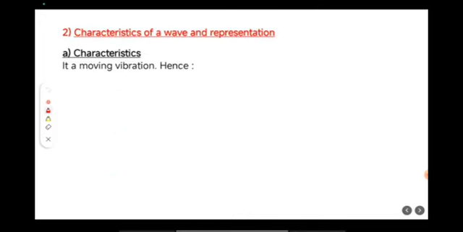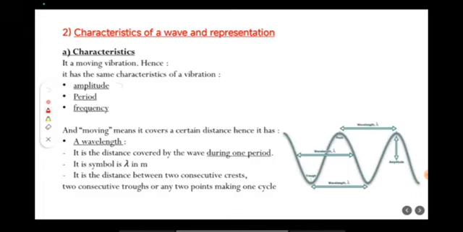The characteristics of a wave. There are common characteristics between a vibratory motion and a wave. The common characteristics are the three: the amplitude, period, and frequency, represented by small letter a, capital letter T, and small letter f, that we discussed in session number 1. The two characteristics that we are going to add for any wave are the wavelength and its speed. Now let's look at this figure in here.